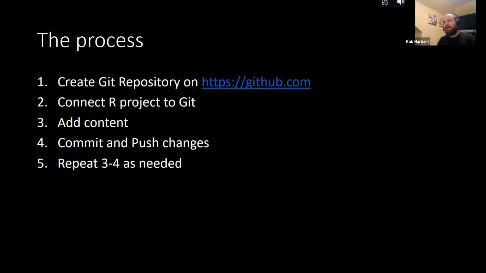First, we're going to create the Git repository on github.com. Then we're going to set up an R project in RStudio that we're going to connect to that Git repository. And then I'll show you how to add content, which can be any code that you're writing in RStudio, and then commit and push those changes to the repository. Then as you're going forwards and working on new code that you're writing, you can repeat the last two steps, steps 3 and 4, as needed to keep your project up to date on GitHub.